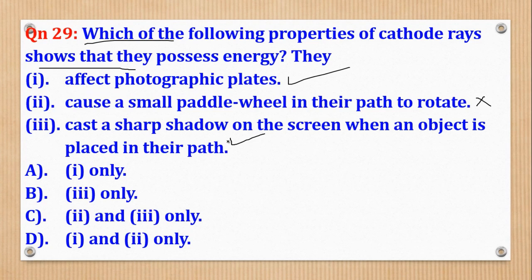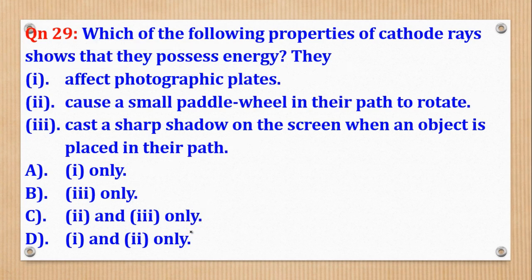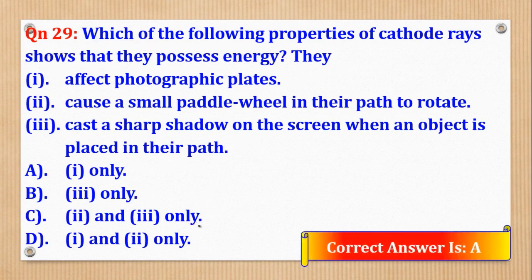This one shows that they travel in a straight line. So this is the property of cathode rays, but it only shows that cathode rays travel in a straight line. But our question wants the property to show that they possess energy, meaning the only correct part is Roman 1. So Roman 1 only. Good, we have got what we want. This is not okay, not okay, not okay. So part A is correct.